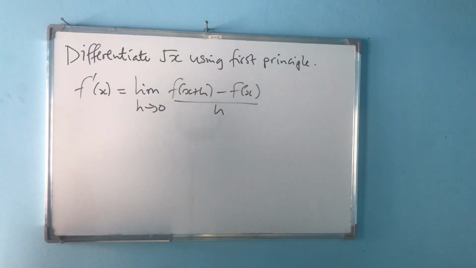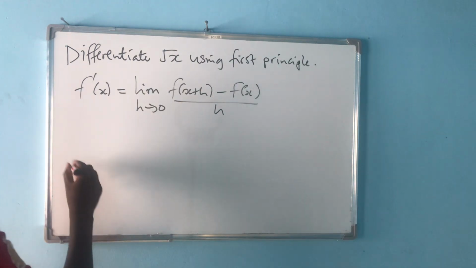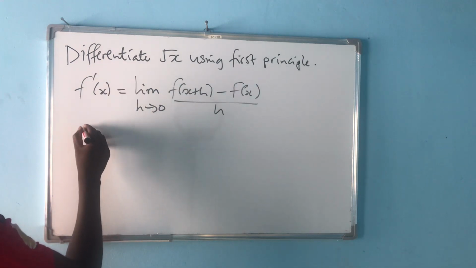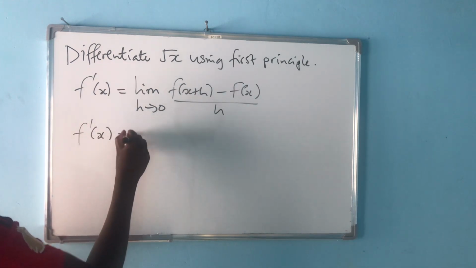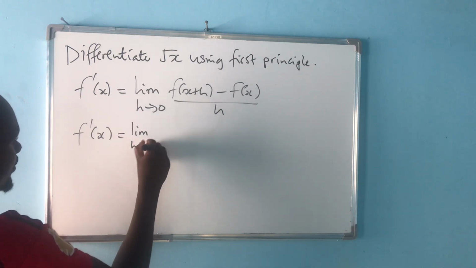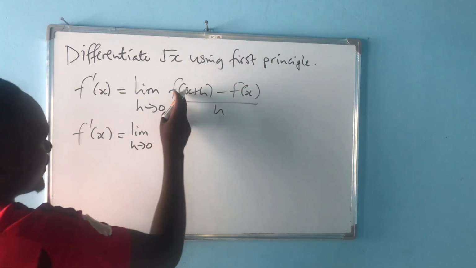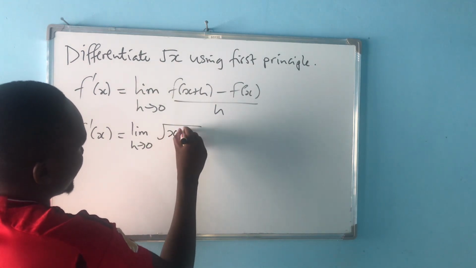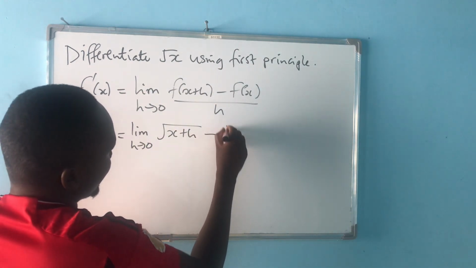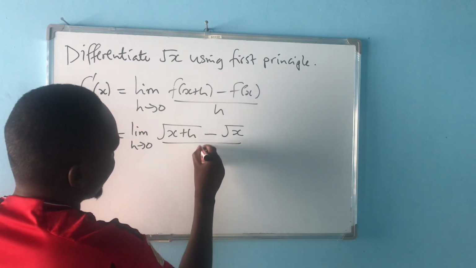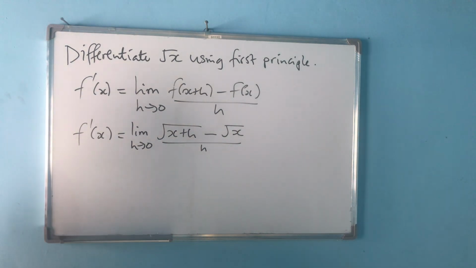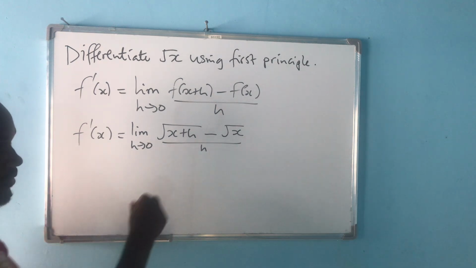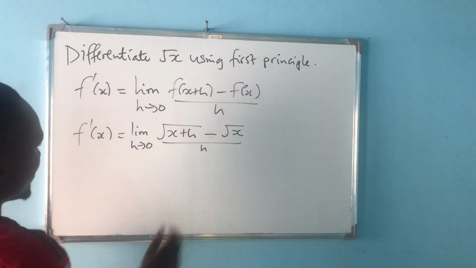We will start solving this one. So the derivative, which is f prime of x, will equal the limit as h approaches 0 of, and here we substitute: the square root of x plus h minus the square root of x, over h. Now when we reach this stage, what we will do is deal with the numerator. We're going to multiply the numerator with its conjugate. So what's the conjugate of the numerator?